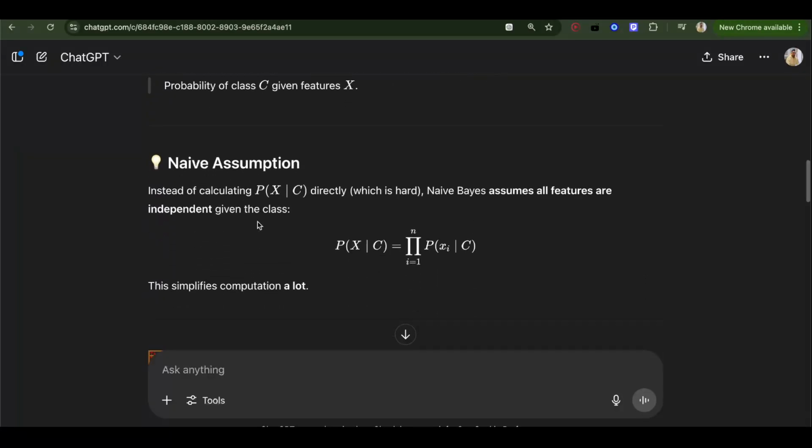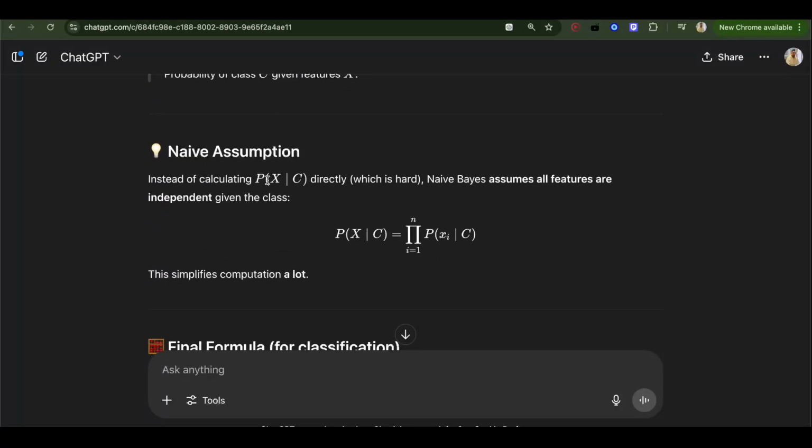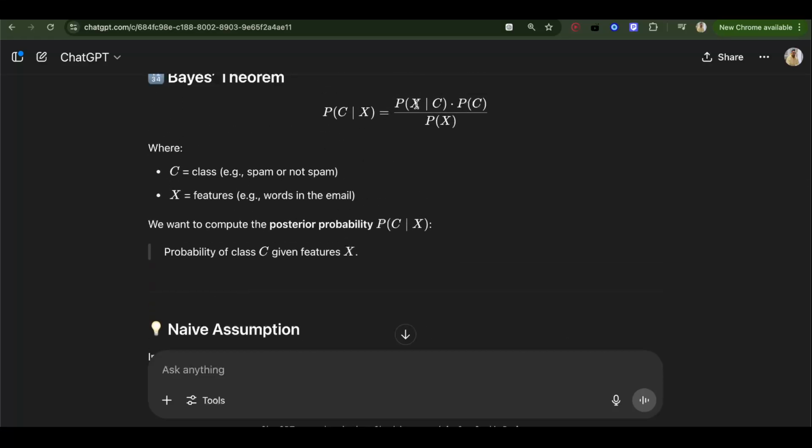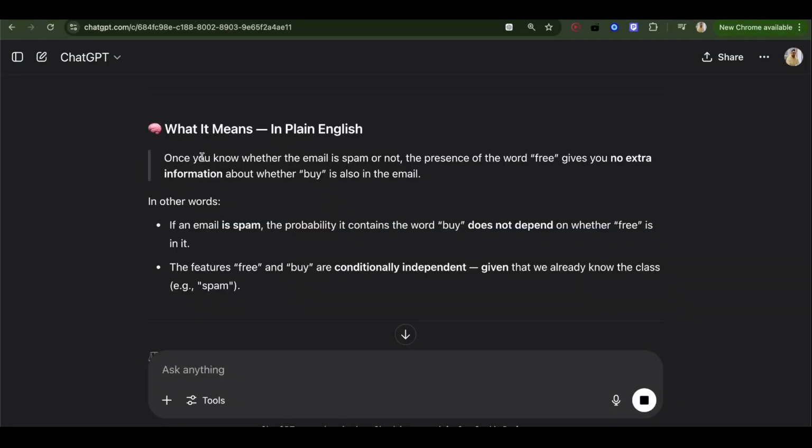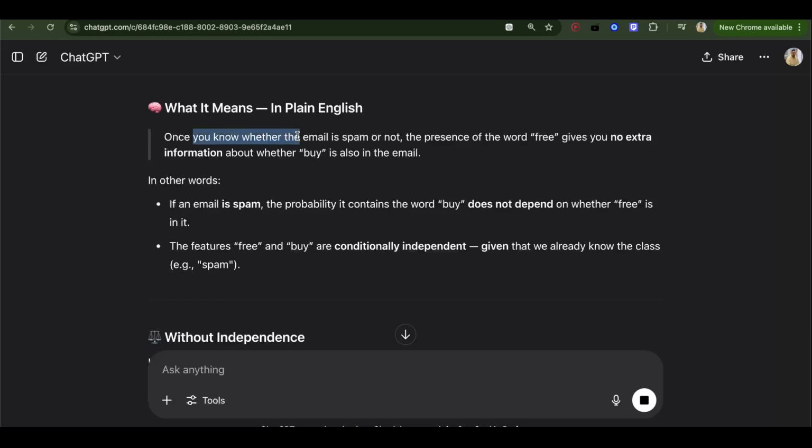So, the naive assumption. Instead of calculating probability of the features given the class directly, which is difficult, so instead of calculating probability of these words given that it's spam or not spam, naive Bayes assumes all features are independent given the class. So what does that mean? Once you know whether the email is spam or not, the presence of the word free gives you no extra information about whether buy is also in the email.